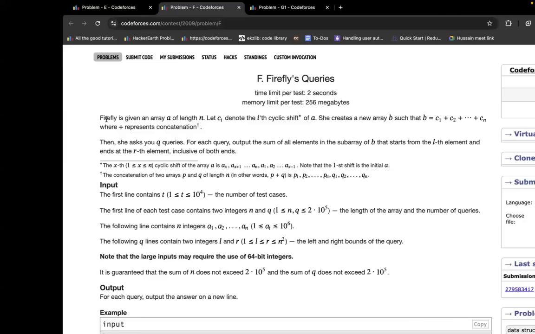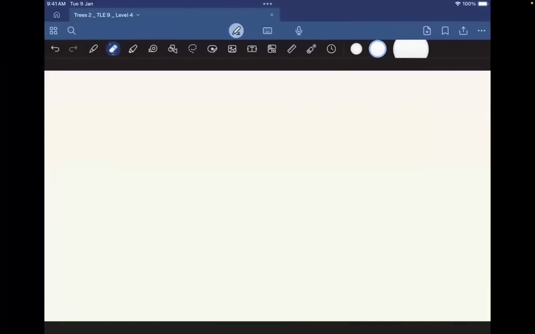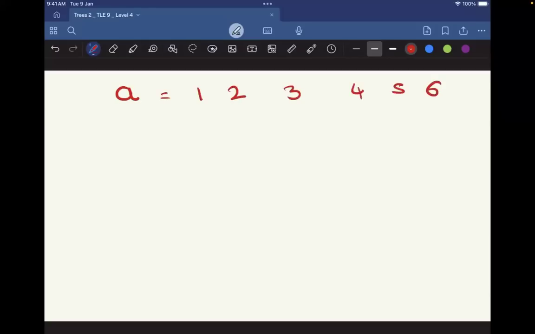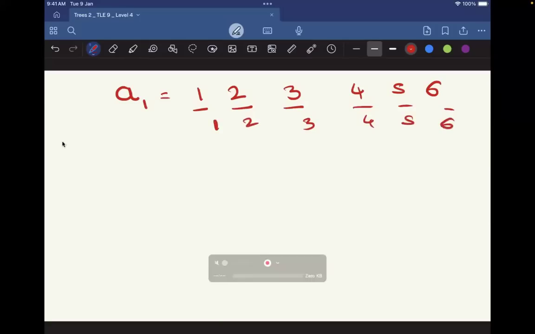Okay. This is a very interesting problem, and I think you'll get to learn a lot from this. So guys, initially I have my array A. Consider it to be 1, 2, 3, 4, 5, 6. Now A is the same as A1 because it starts from the first element. Then you have the second element, third element, fourth element, fifth element, and sixth element.